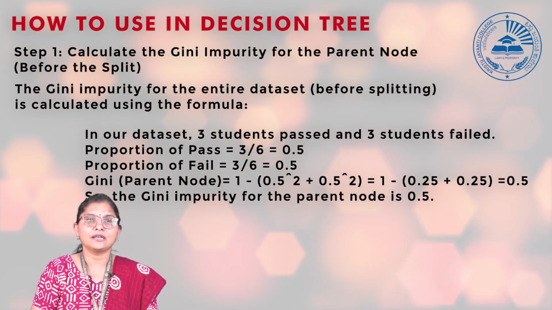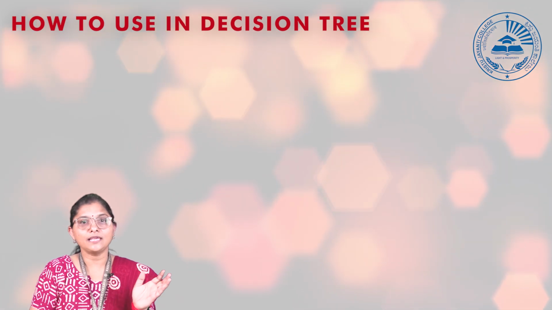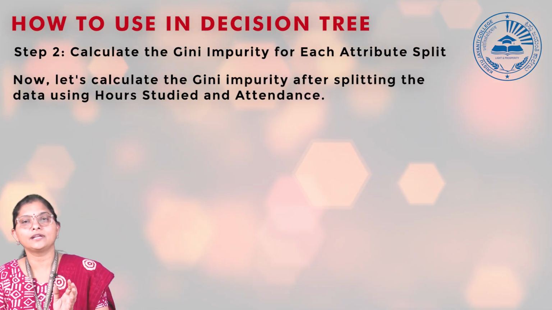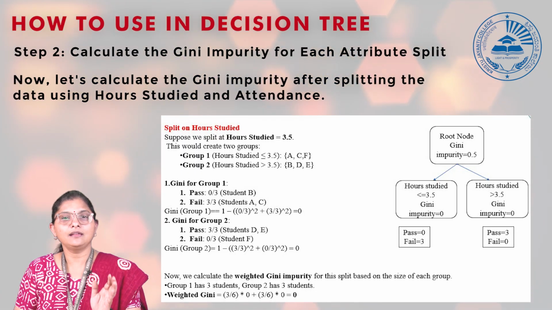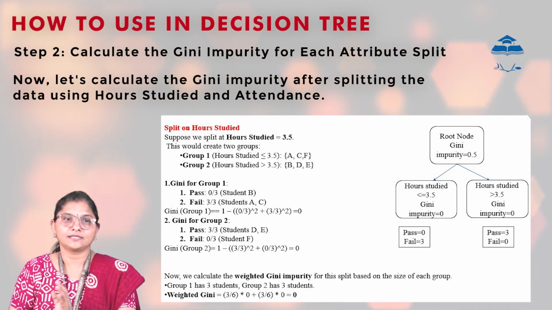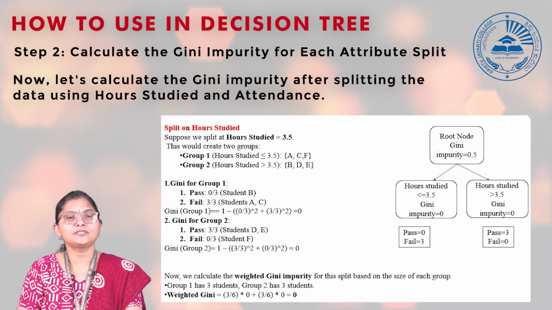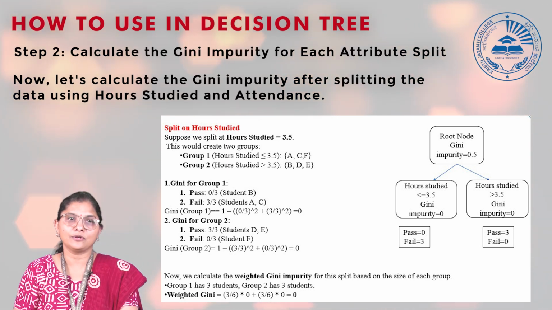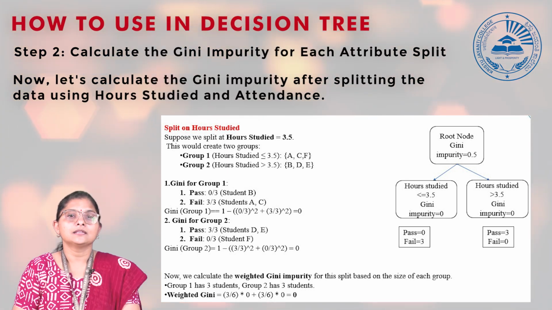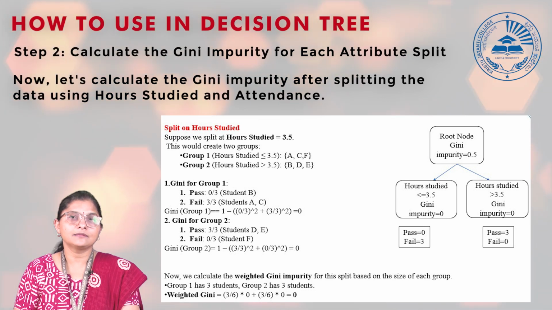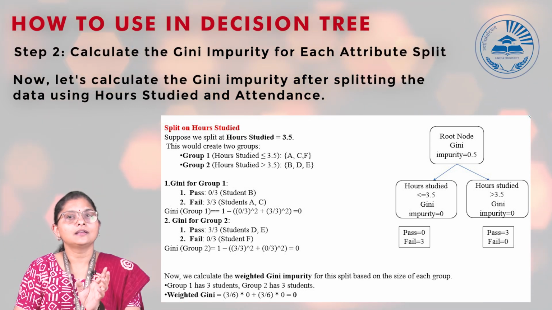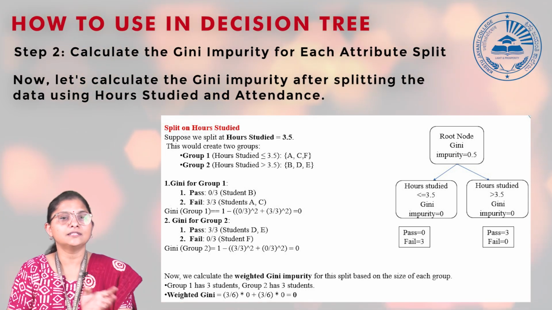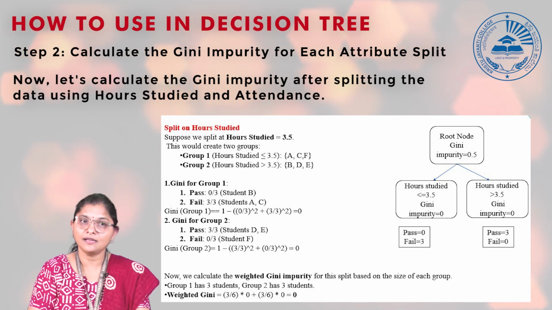Now the step is to calculate the Gini impurity for each attribute split. That is, we have to calculate the Gini impurity for the attribute hour studied and for the attribute attendance. Now based on hour studied, the Gini calculation is given in the slide. Suppose we are splitting the data set based on hour studied equal to 3.5. Then we will get 2 groups. Group 1 is hour studied less than or equal to 3.5. The other group would be the number of hours studied greater than 3.5.